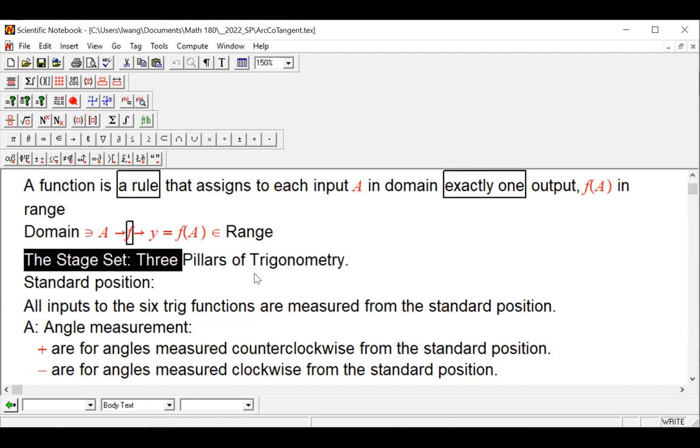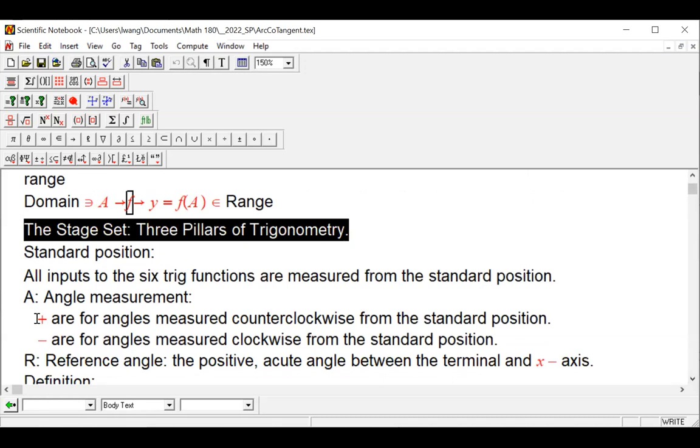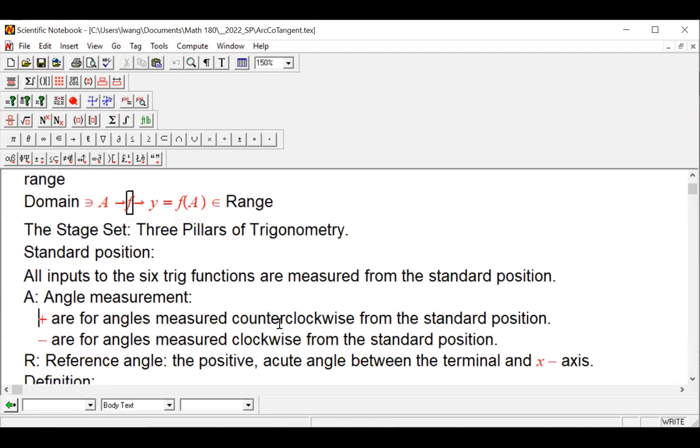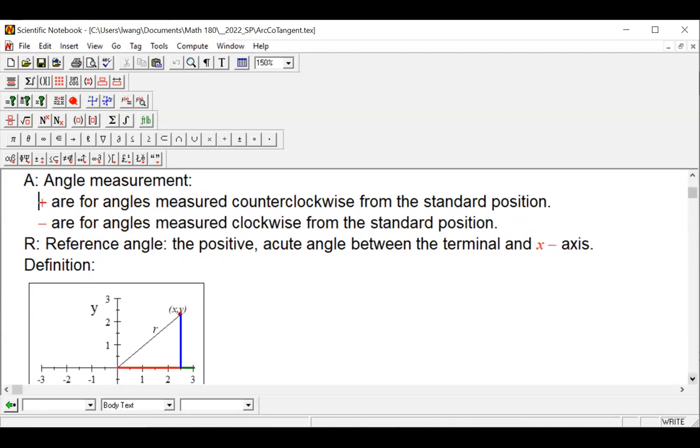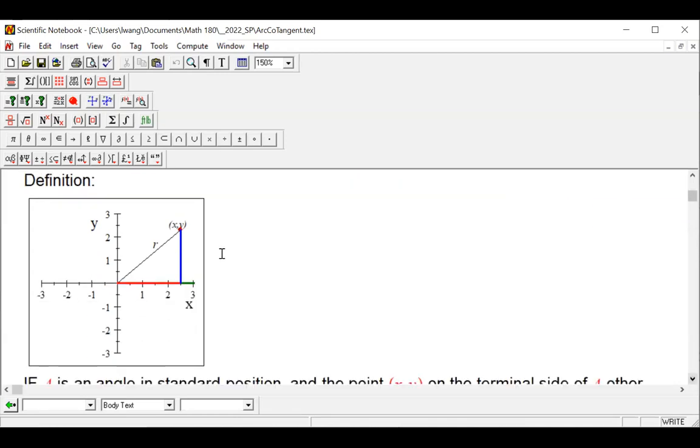So we're still working all of this on the stage set of 3 pillars of trigonometry. All the angles are measured from standard position. A positive angle is being measured counterclockwise. A negative angle is measured clockwise. Reference angle is the positive acute angle between the terminal and the x-axis.